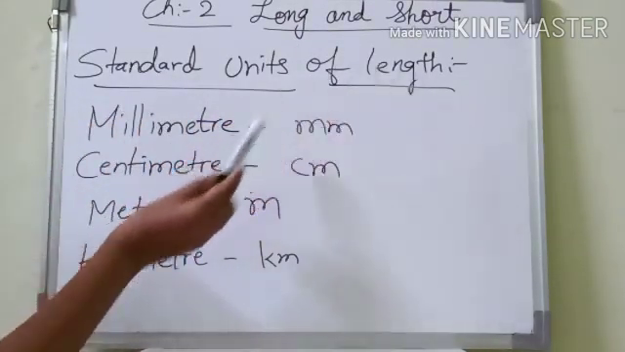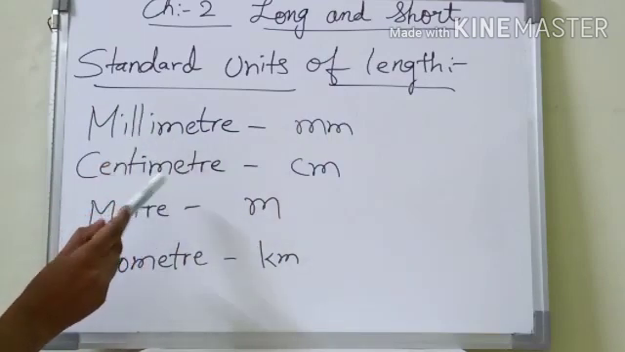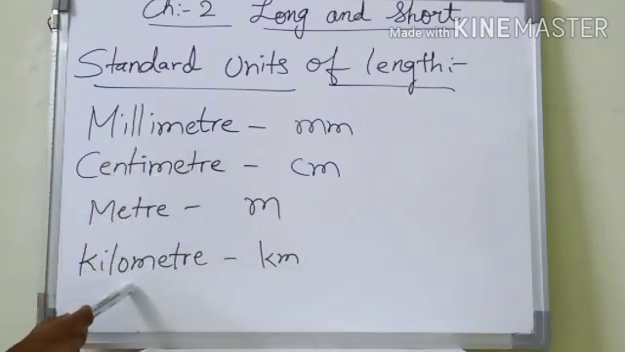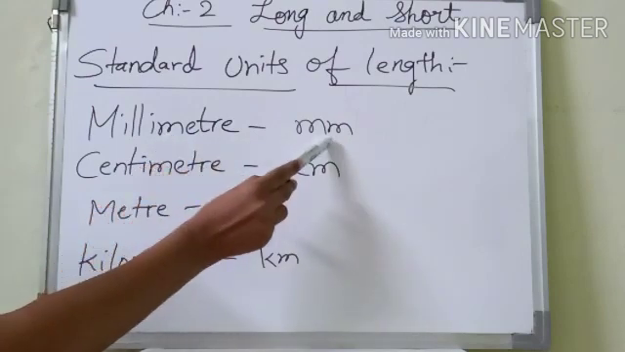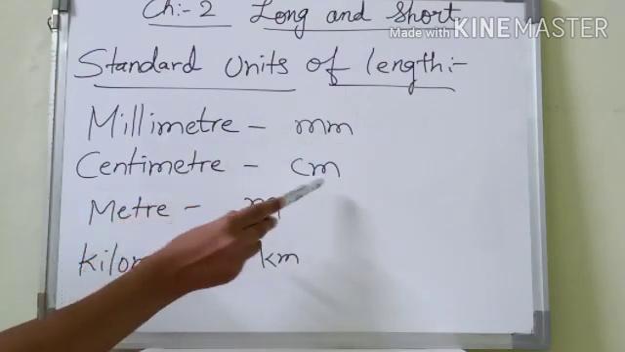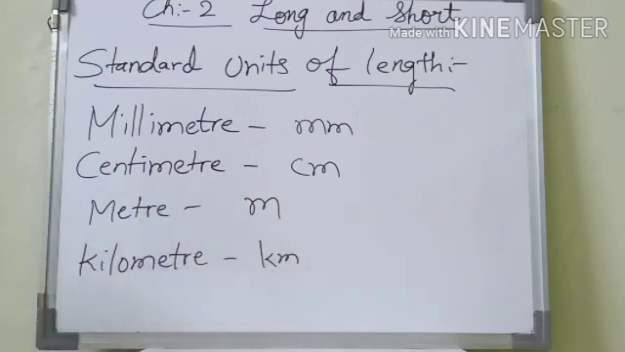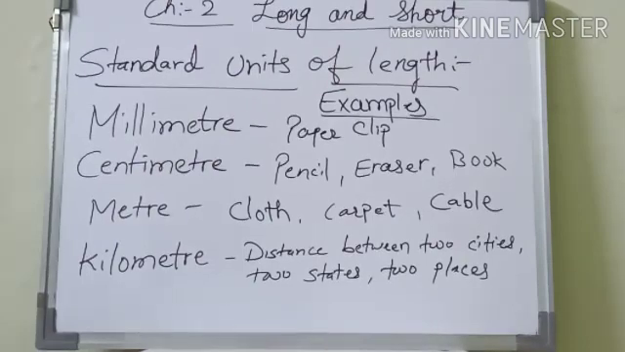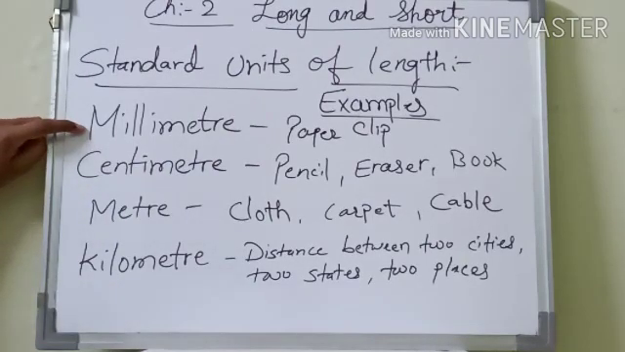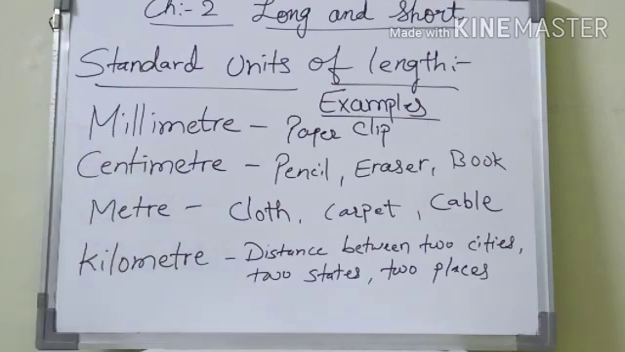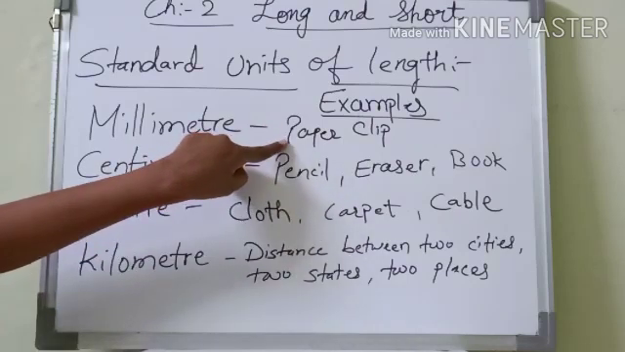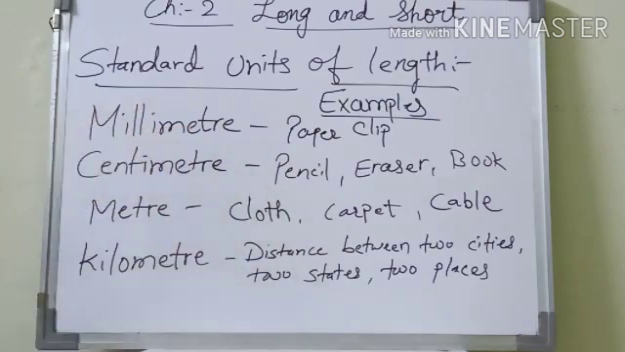Standard units of length are millimeter, centimeter, meter and kilometer. In short form we write mm, cm, m and km. First I will explain the unit millimeter. Millimeter is used to measure the length of a very small object. Example, paper clip. If you want to measure the length of a paper clip, we have to use the unit millimeter.